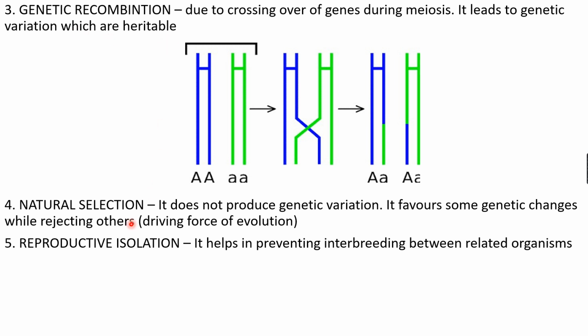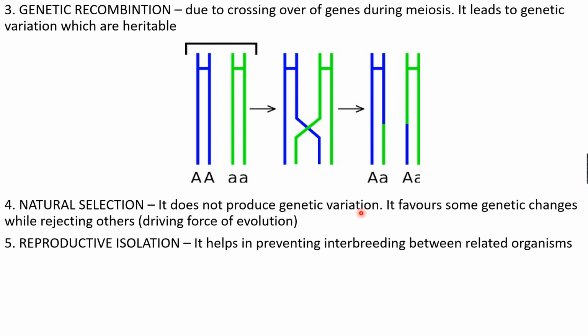And what is natural selection? Natural selection does not produce genetic variation. But whatever changes occur due to recombination, mutation, if these variations are favorable for the organism, they are selected by the nature. It favors the genetic changes, but if the changes or variations are not favorable, these are rejected. So natural selection does not produce any genetic variation.